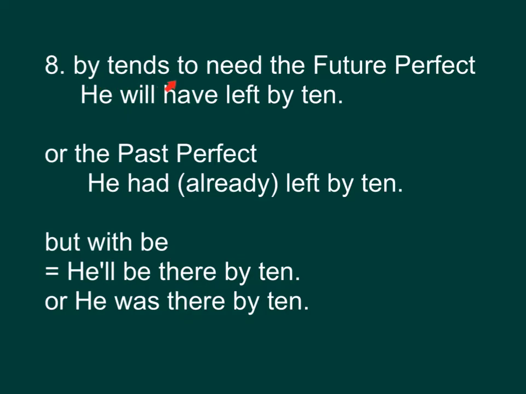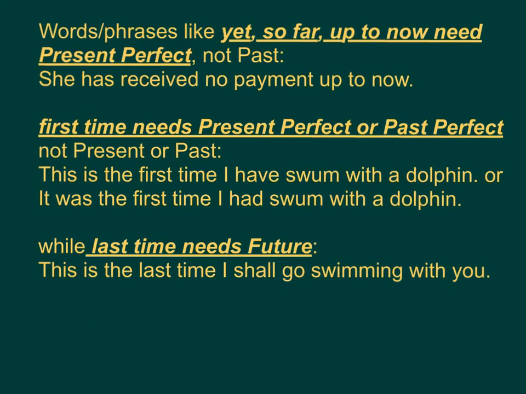Number 8. By tends to need the future perfect: he will have left by 10. Or the past perfect: he had left by 10. But with be: he will be there by 10. He was there by 10. Words or phrases like yet, so far, up to now need the present perfect tense, not the past tense. For example, she has received no payment up to now.